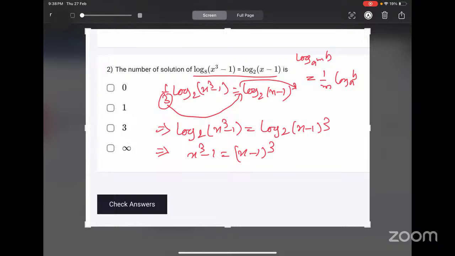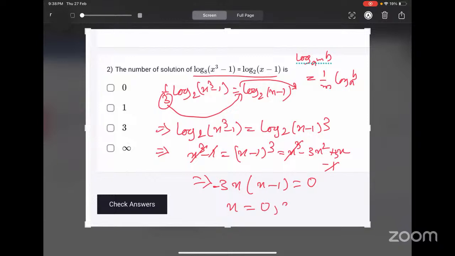(x minus 1) whole cube formula we know, right? x cube minus 3x square plus 3x minus 1. So the minus 1 will be cancelled out, and if I take 3x as common, we get minus 3x times (x minus 1) equals 0. So either x will be equal to 0 or x will be equal to 1.